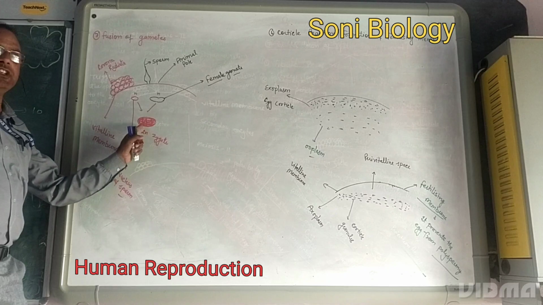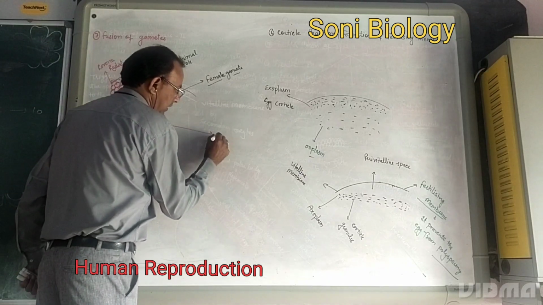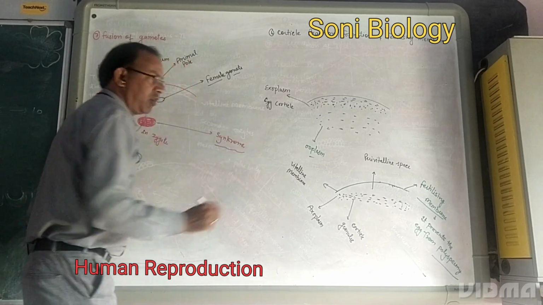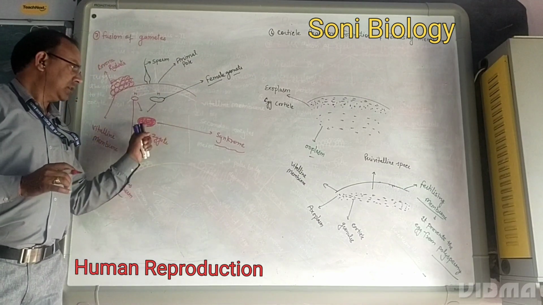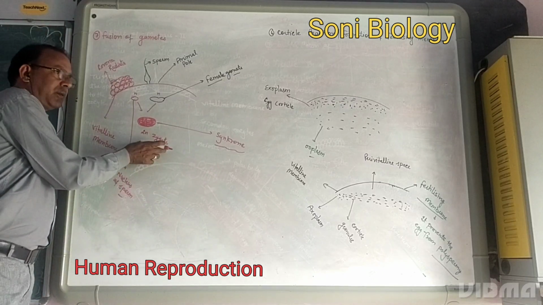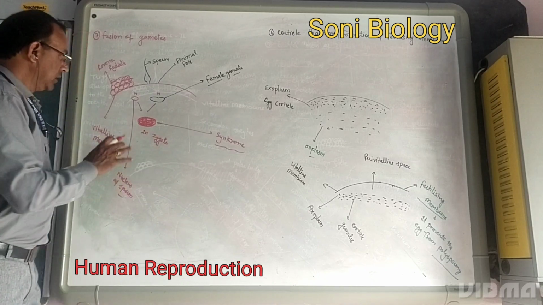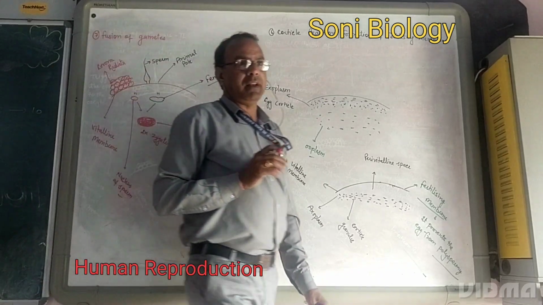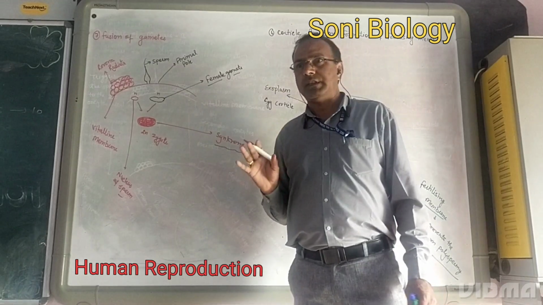This fusion of the male gamete with the female gamete is called syngamy. What is syngamy? After fusion of the male sperm with the female ovum, that structure is known as syngamy, and this is the formation of the diploid zygote. This is how the fertilizing process takes place in the human female. There are 7 processes that occur during fertilization.